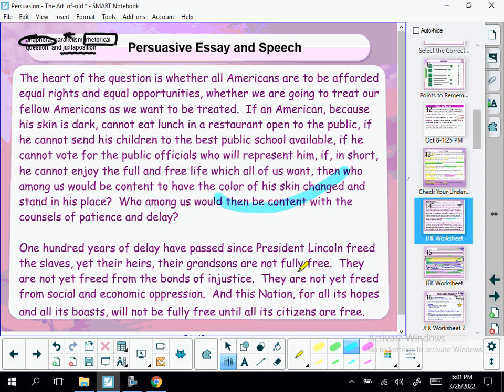Question. Whoa, what happened there? Undo. All right. That's a horrible straight line. There we go.